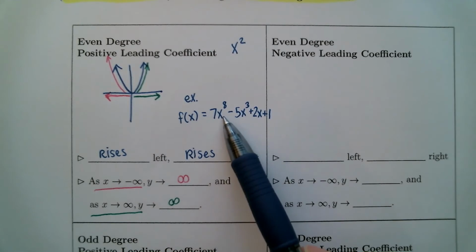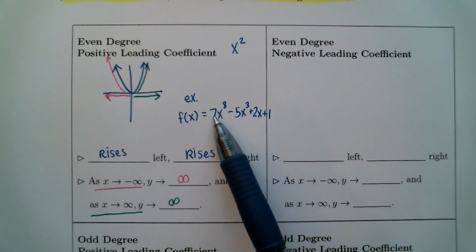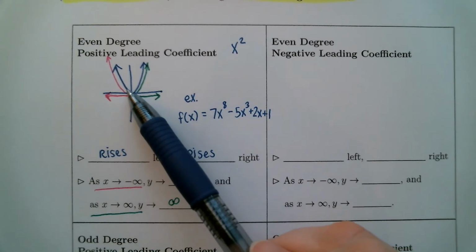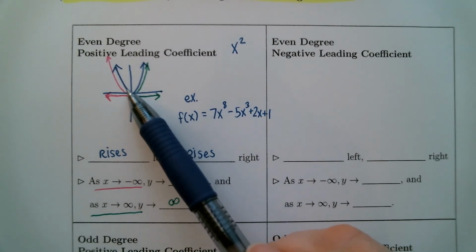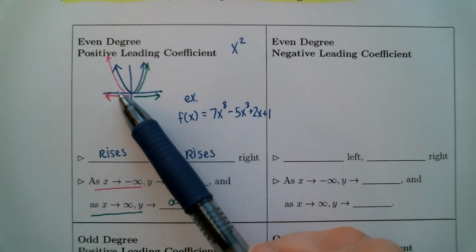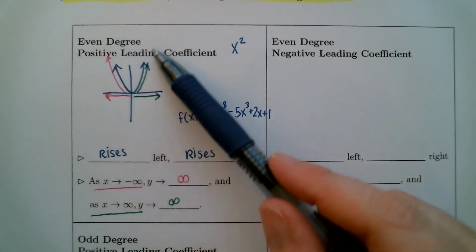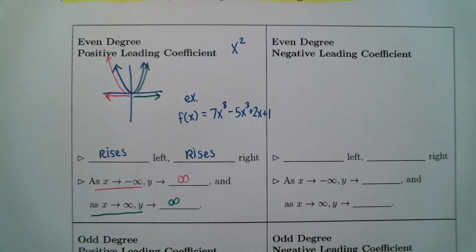This is an even degree polynomial. The degree is 8. It has a positive leading coefficient of 7, okay? You don't even have to put this thing in the calculator. You know that when you graph out this polynomial, it's not going to look exactly like x squared. It's going to be a little more complicated, but you know it's going to rise to the left and it's going to rise to the right, okay? That's how this helps us.